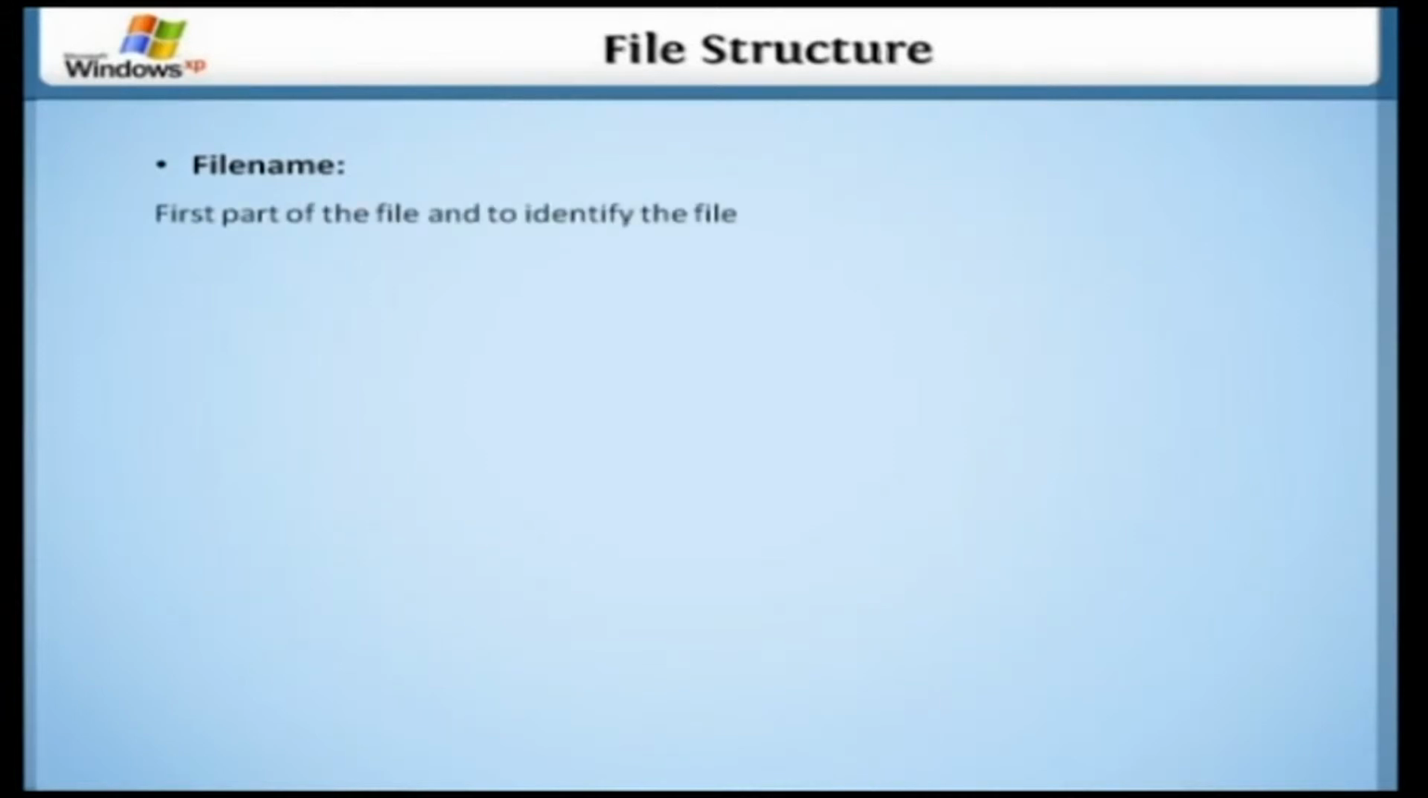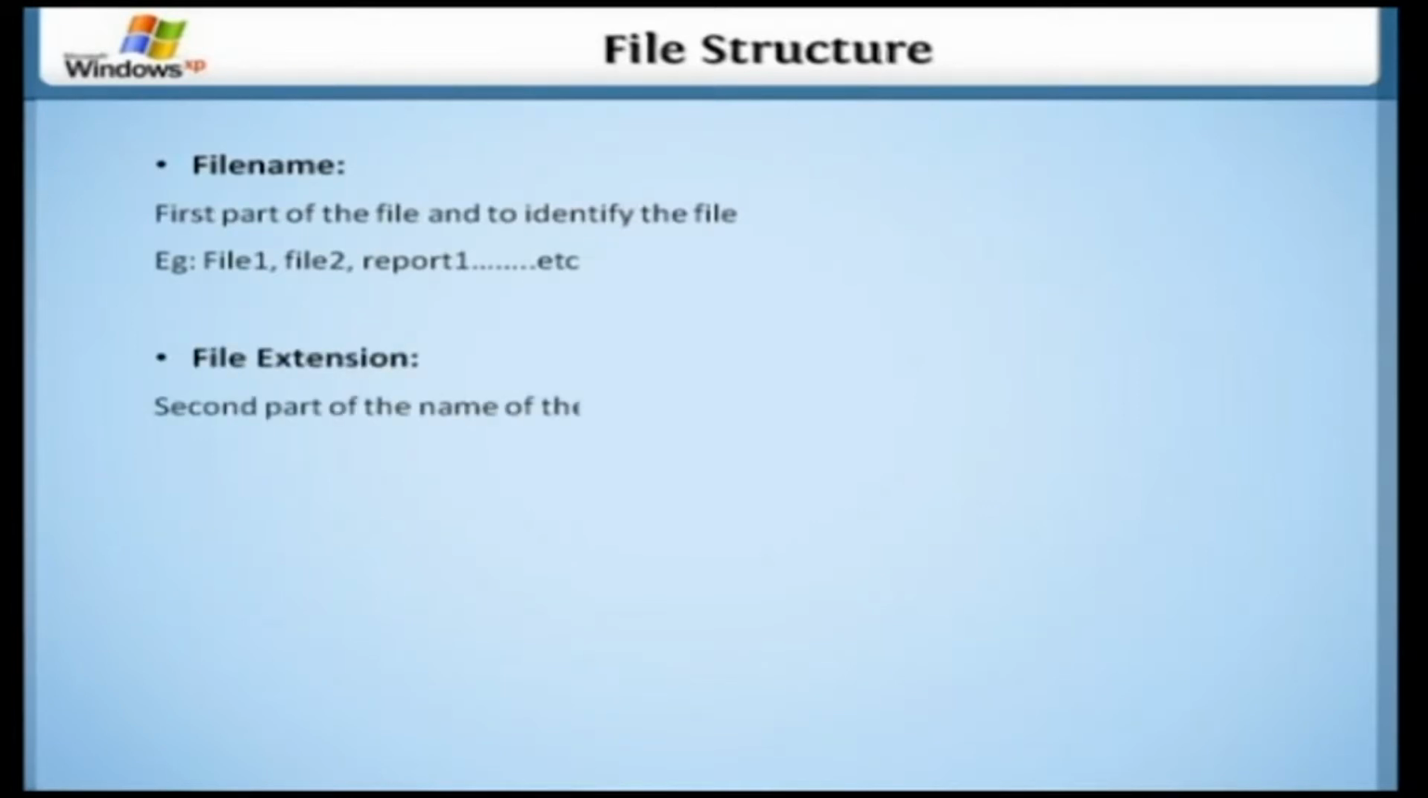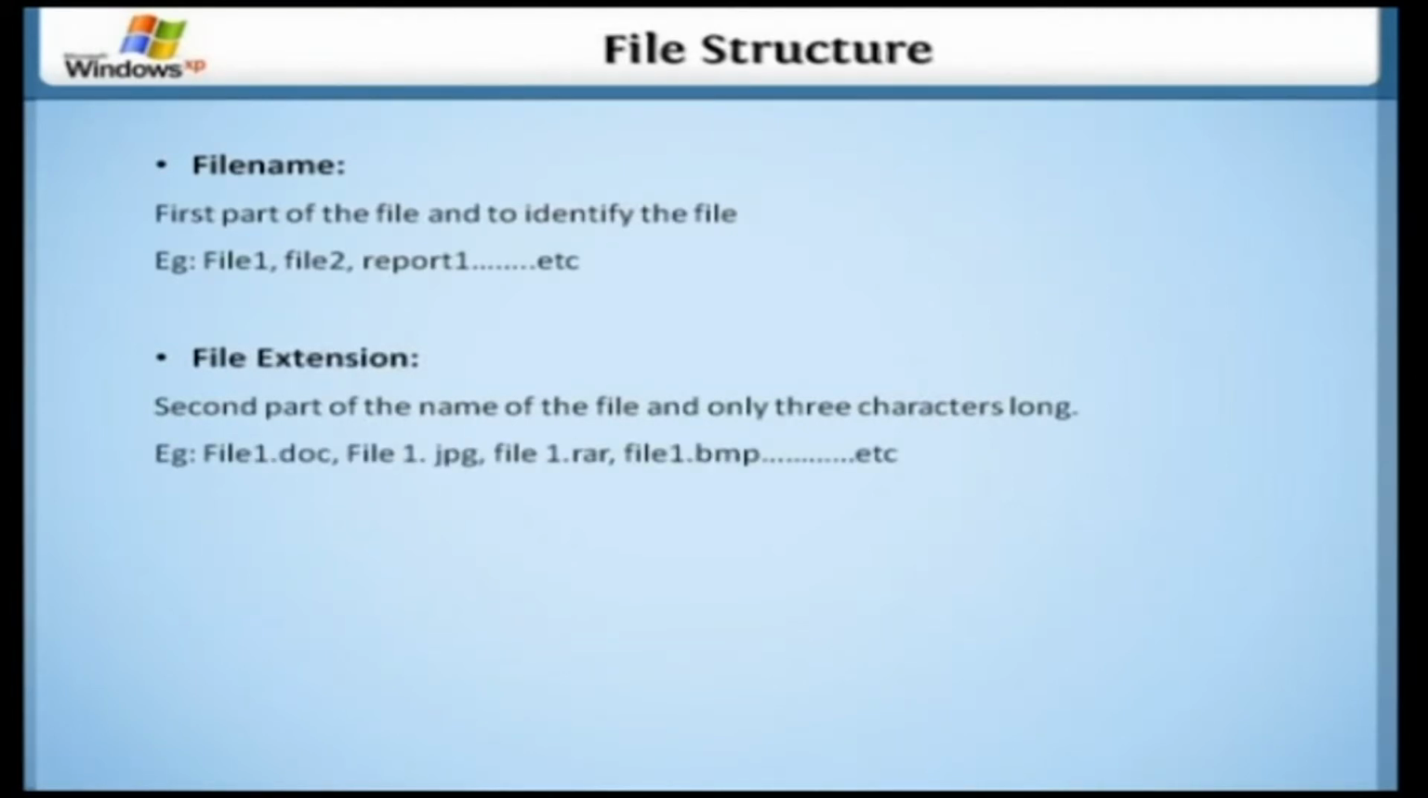File name is the first part of the file and is used to distinguish or identify the file, that is, File 1, File 2, Report 1, etc. Whereas file extension is the second part of the name of the file and is 3 characters long, e.g., file1.doc, file1.jpg, file1.rar, file1.bmp, etc. The file format is a universal file format.